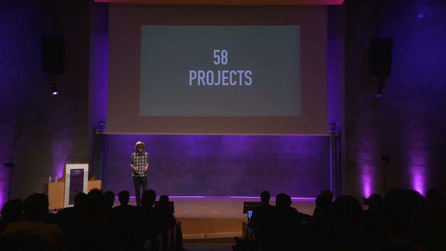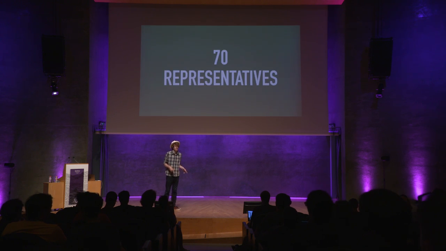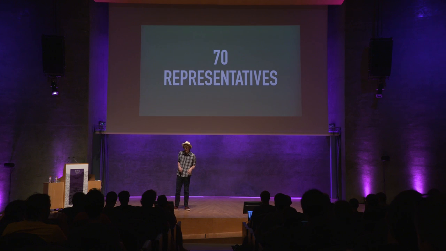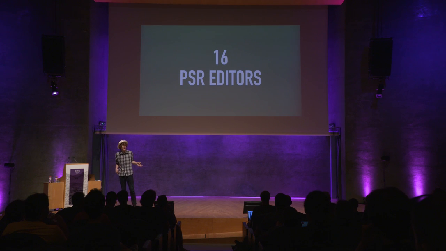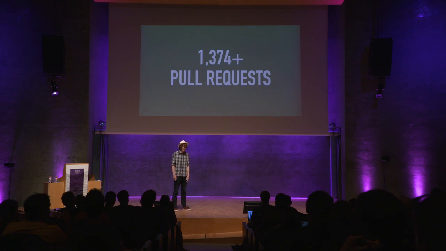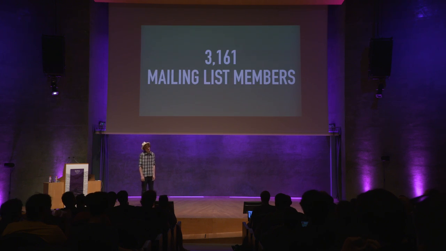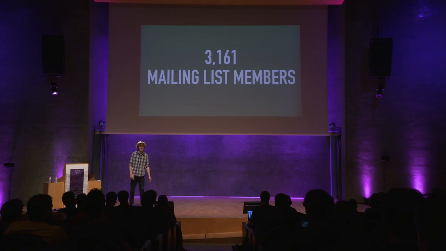In the history of the FIG, there have been 58 projects that have been member projects. That's a large number of projects. There have been 70 representatives for those projects. There have been 4 secretaries, 16 PSR editors, 35 working group members for those PSRs, 1,374 pull requests, 15,000 mailing list posts, 3,161 people who have just subscribed to the mailing list, and that's not including people who have subscribed in the past and unsubscribed for reasons of their own.